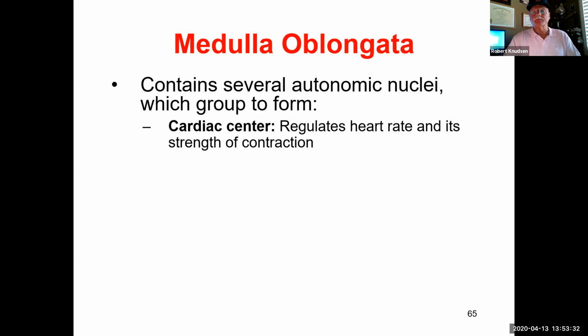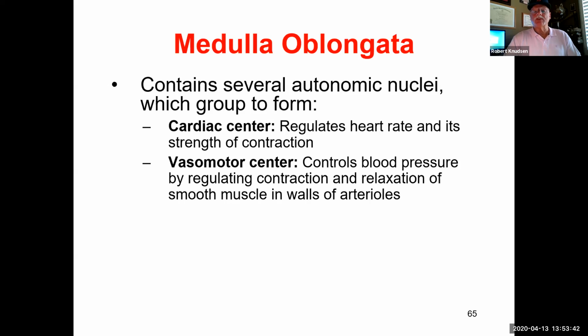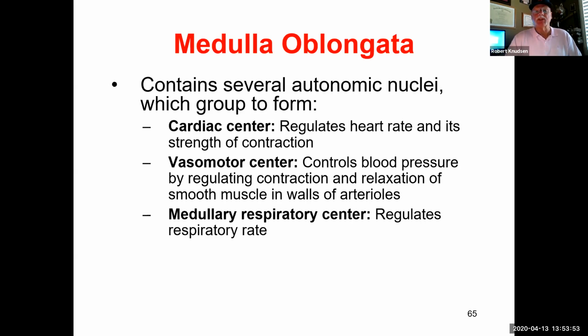Cardiac center. Okay, remember we said respiratory center, pons, cardiac, and respiratory medulla. Vasomotor. Whenever you see vasomotor, or vasal, that has to do with blood vessel diameter. Okay? There you go. Controlled out of the medulla. Respiratory. Remember, cardiac, respiratory, medulla. Cardiac alone, pons. Okay?